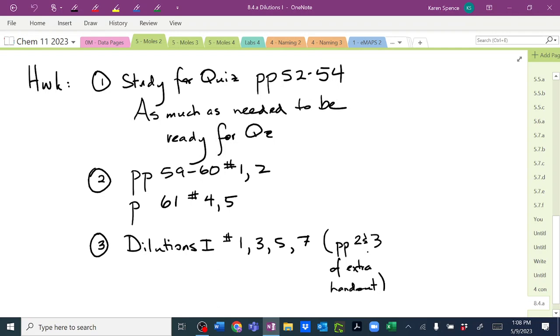So we are actually going to go to dilutions 1 right now. So Carly, are you taking Chem 12 next year? Then you need one of these. So like I said, if you're not planning on doing that, you can go ahead and work on numbers 1 and 2. For the rest of us, we are going to go ahead and do dilutions number 1, which is here.